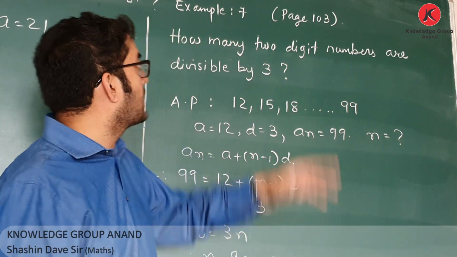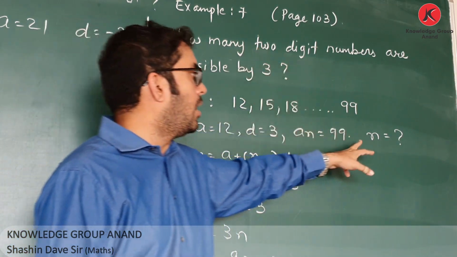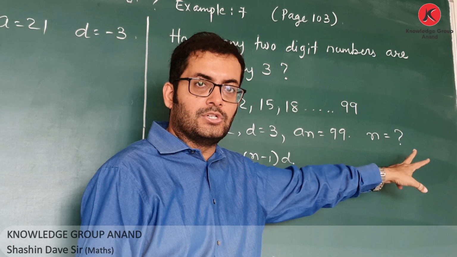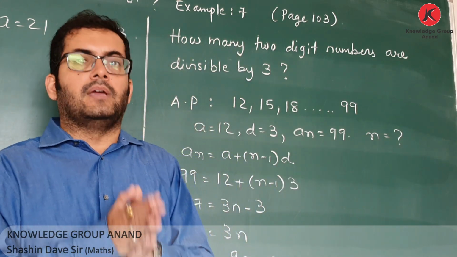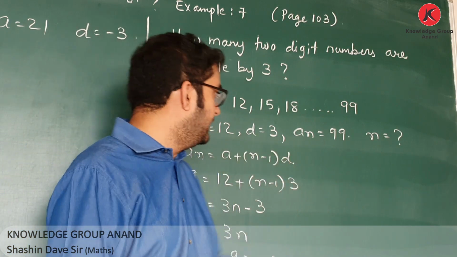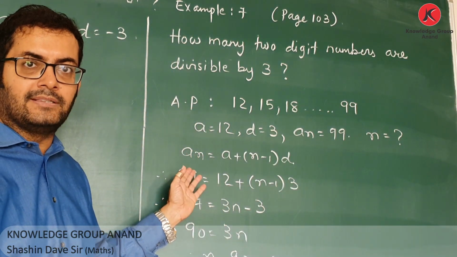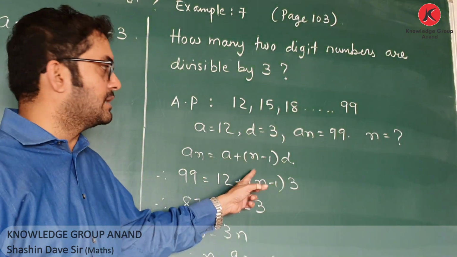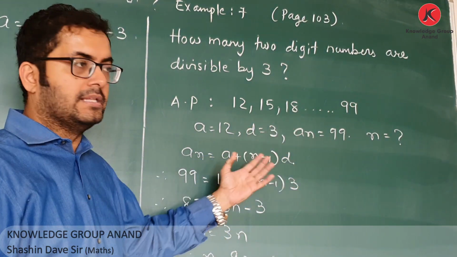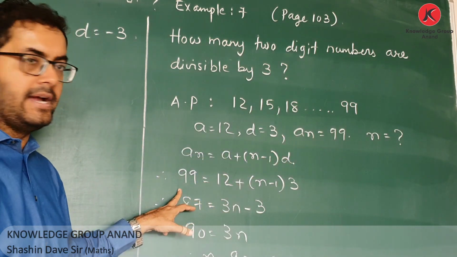And in the question it is asked how many two-digit numbers. So how many two-digit numbers? So n is a question mark. Now after solving this much, the sum becomes very easy. It's just like the sums that we solved previously. We'll use the same formula for the nth term, that is an is equal to a plus n minus 1 into d. Putting the values, the value of an is 99.